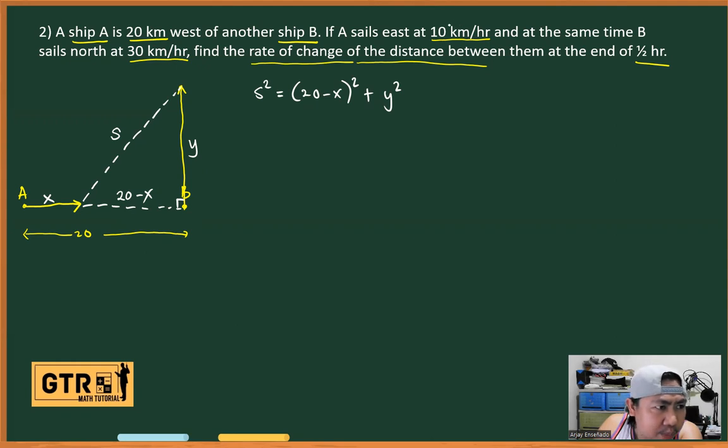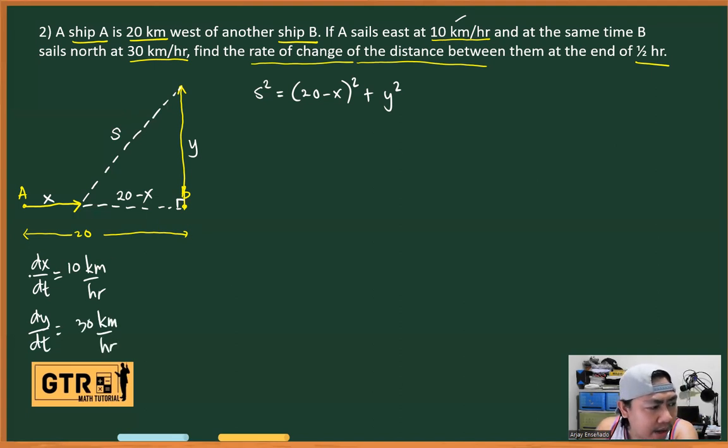Etong 10 kilometers per hour, this is the speed of A. So therefore, si A papunta dito, di ba? So 10 kilometers, so that is dx over dt. So that is the speed. So dx over dt is 10 kilometers per hour. So ayan, yung distance over time. And then we have at the same time B sails north 30 kilometers per hour. So that is the speed, that is the dy over dt. So that is equal to 30 kilometers per hour.